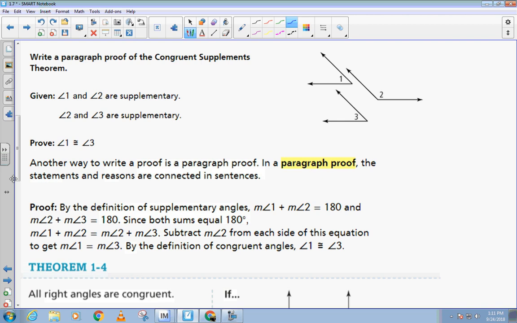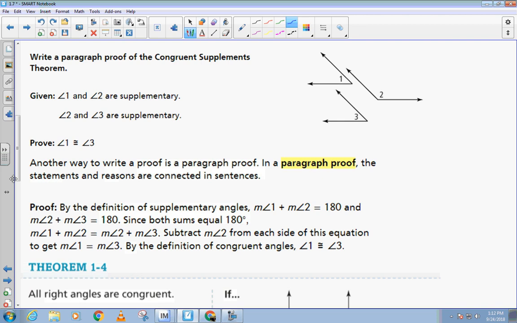That's it. Okay? By the definition of supplementary angles, 1 plus 2 equals 180, and 2 plus 3 equals 180. Right? That's what we get when we have supplementary. Since both sums equal 180, then I can set 1 plus 2 equal to 2 plus 3, kind of like we did in that problem earlier. If I subtract 2 from both sides, I get 1 is equal to 3, and then I can change it to 1 being congruent to 3. Okay? So again, this is a proof of a theorem called the congruent supplements theorem.